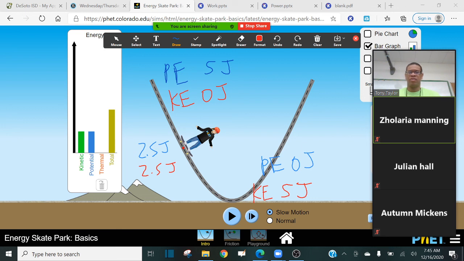So, here the potential energy was 5 joules, and as he went down halfway, he lost potential energy, because it went from 5 joules to 2.5 joules, but he gained kinetic energy. And here at the halfway point, both the energies are equal. So that's the only point where the system's potential energy is equal to the system's kinetic energy. So that's something that you guys need to know for the test.